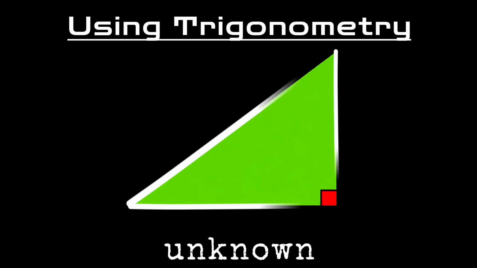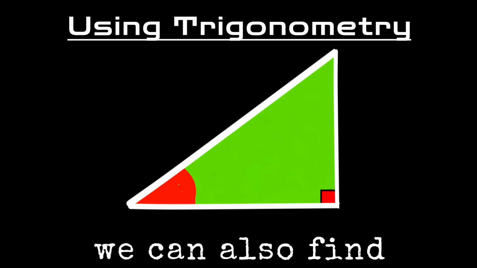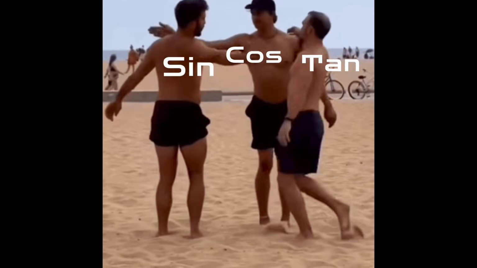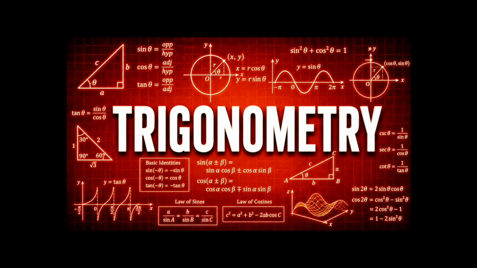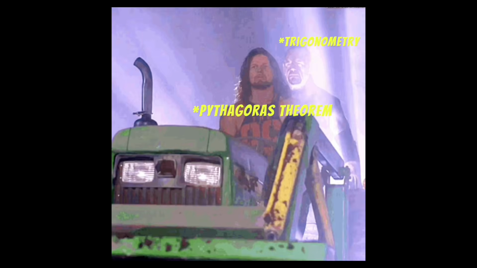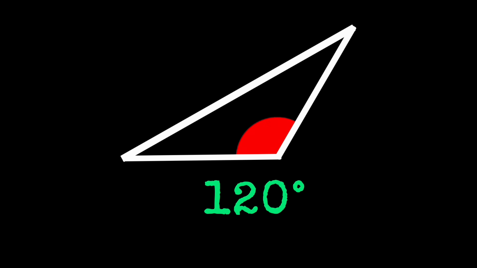Now we can find an unknown side from one angle, and we can also find an unknown angle from one ratio. That already makes trigonometry far more powerful than the Pythagorean theorem. But one big question still remains. Everything we have done works only for the right triangle. What if the angle equals 120 degrees? A right triangle cannot explain that.